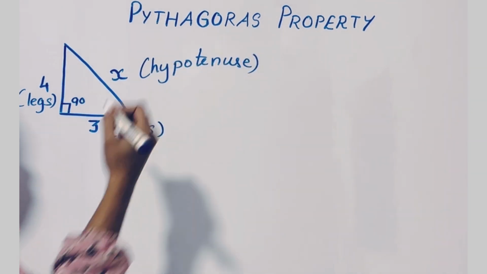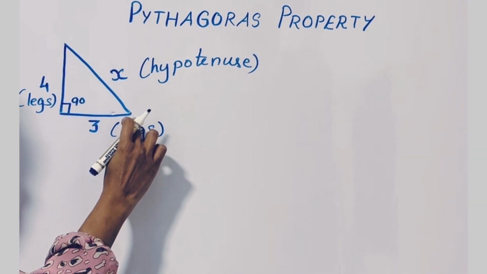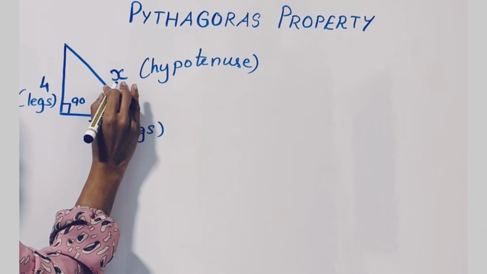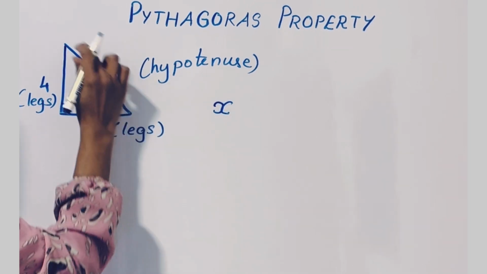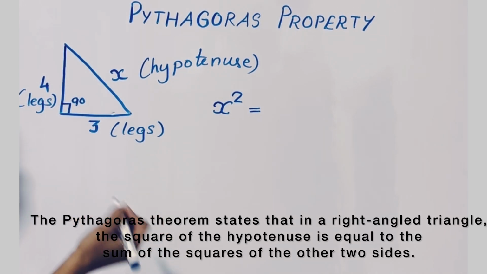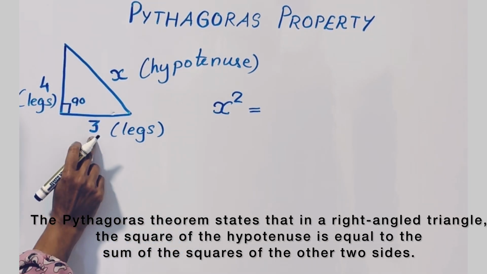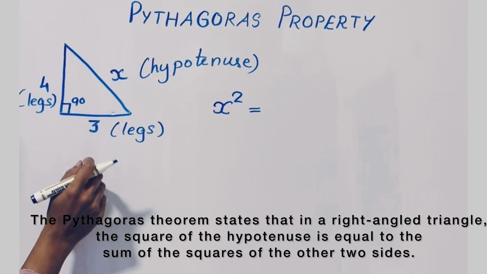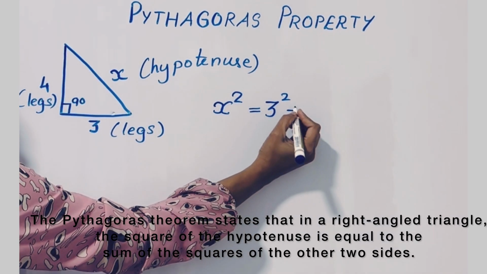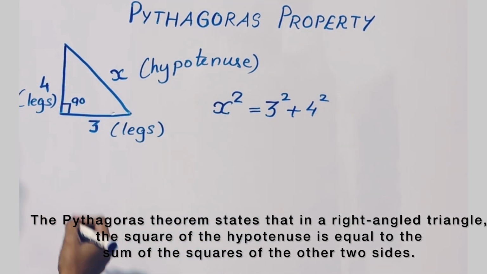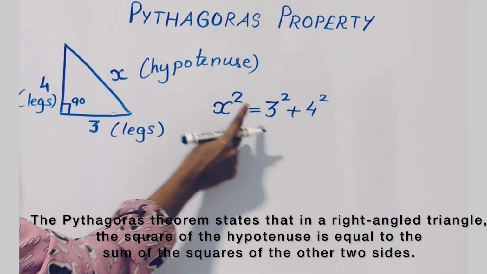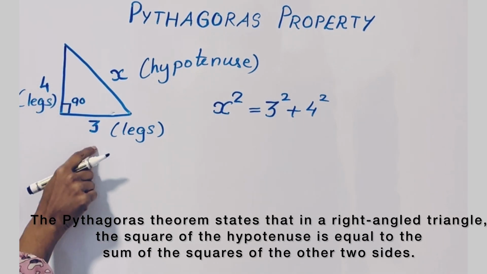The Pythagoras property states that the square of the hypotenuse, that is here the hypotenuse is x and that is missing, is equal to the sum of the squares of its legs. The legs are here 3 centimeter and 4 centimeter. So take the squares of the legs and sum that. Pythagoras property states that the square of hypotenuse is equal to the sum of the squares of its legs.